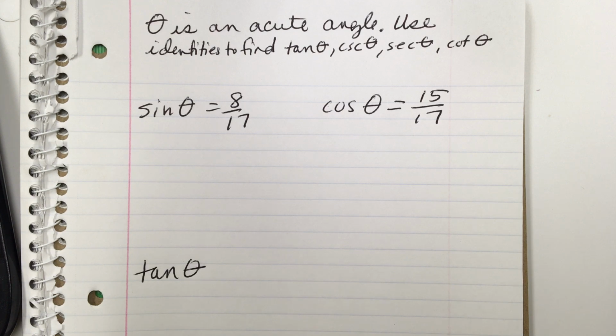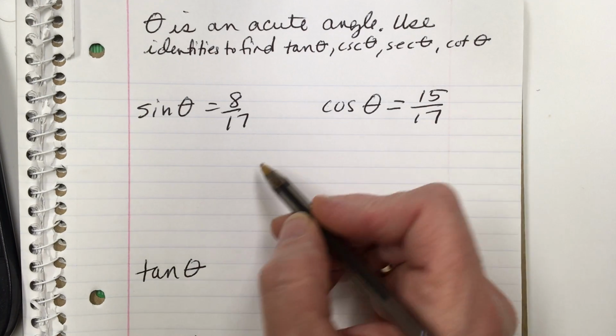Theta is an acute angle. Use identities to find tangent, cosecant, secant, and cotangent. We're given that sine is 8 divided by 17. We're given that cosine is 15 divided by 17. Now, let's remember.